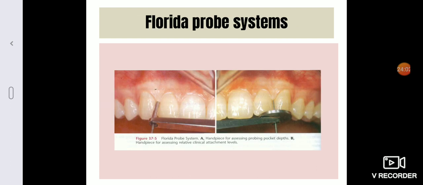So you can see here 2 models of Florida probing systems are provided. The first is the stent model, where a 1 millimeter metal collar is provided, which rests on a prepared ledge on a prefabricated vacuum stent. And the second model is the disc model, as you can see in the picture. It rests on the occlusal surface or incisal edge of the tooth to provide a reference point to measure the clinical attachment levels.